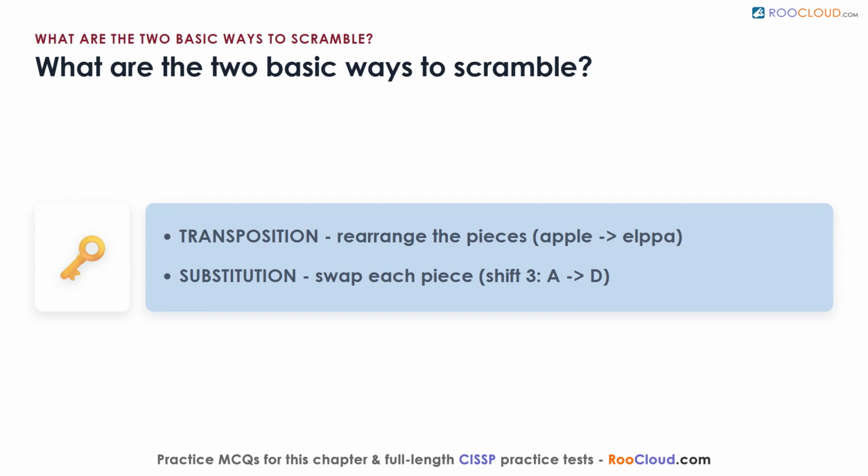The second is substitution, which swaps each piece for a different one. The classic example shifts every letter a fixed number of places down the alphabet. So with a shift of 3, A becomes D. Picture a deck of cards. Transposition shuffles the order, while substitution replaces each card with a different one.